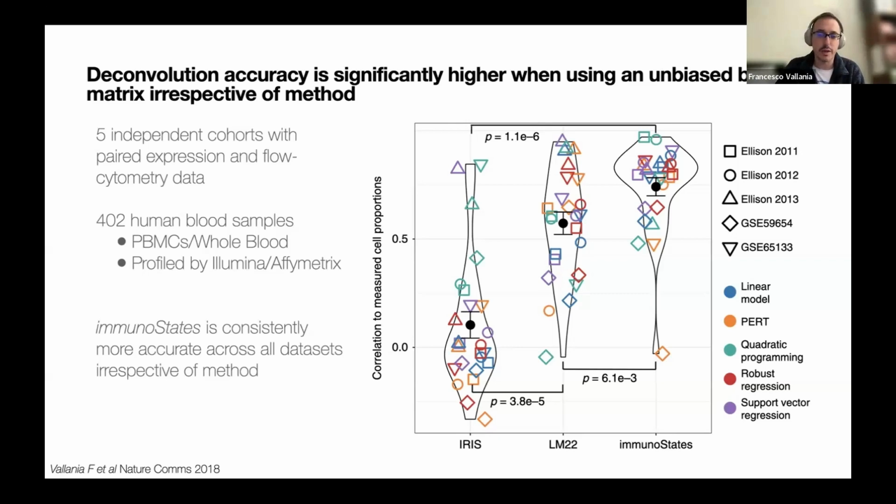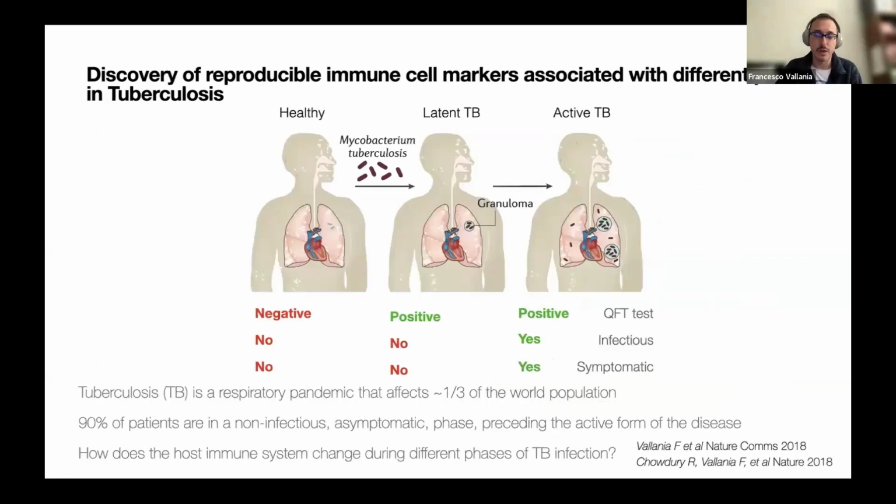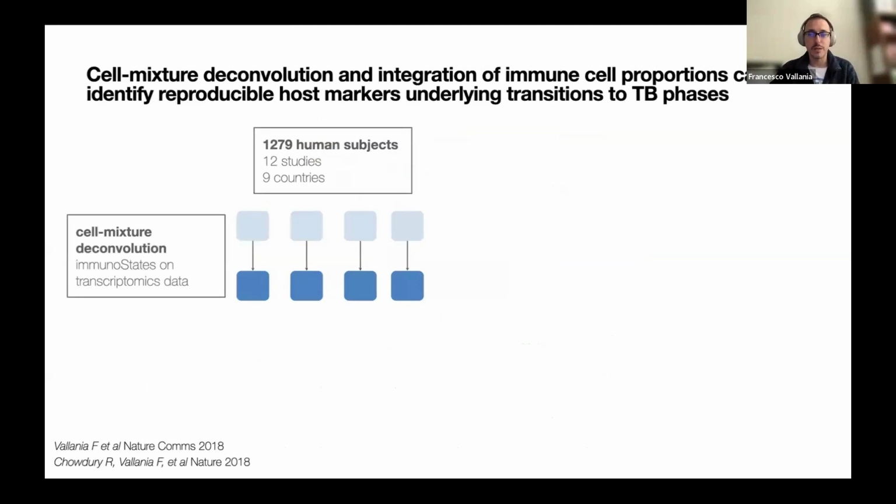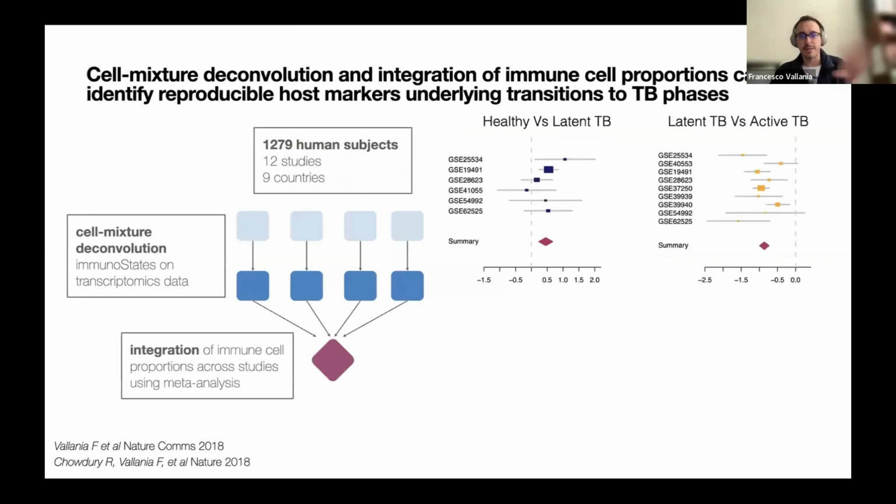Okay, so I just want to give you a quick application, which is that we applied this to different problems. One of them was TB, tuberculosis. Tuberculosis affects one third of the world population. We're trying to figure out what would change in the immune system throughout different phases of the disease. This is published work, where we applied this approach to over 1,000 human subjects from public data.